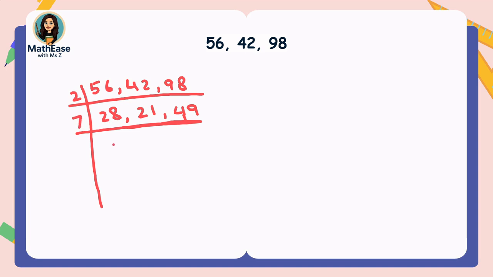28 divided by 7 is 4. 21 divided by 7 is 3. 49 divided by 7 is 7. Now we can't divide any further since they don't share any common prime factor anymore. So we stop right here. The next step is to multiply the prime numbers we wrote on the left. So the HCF of 56, 42, and 98 is equal to 2 times 7, which is equal to 14.